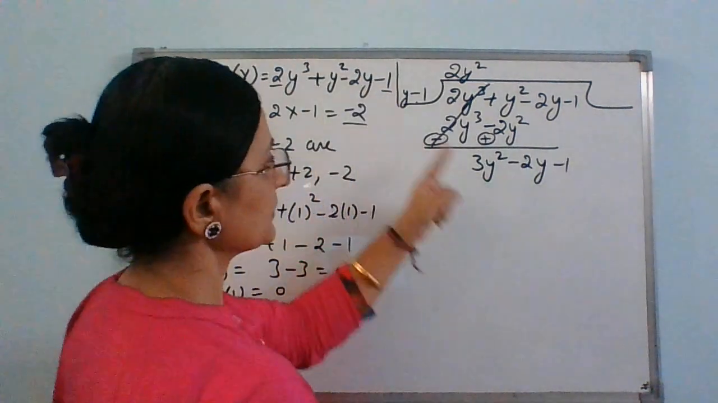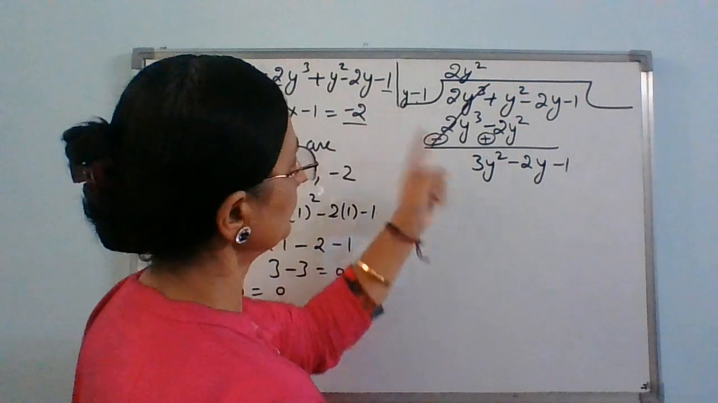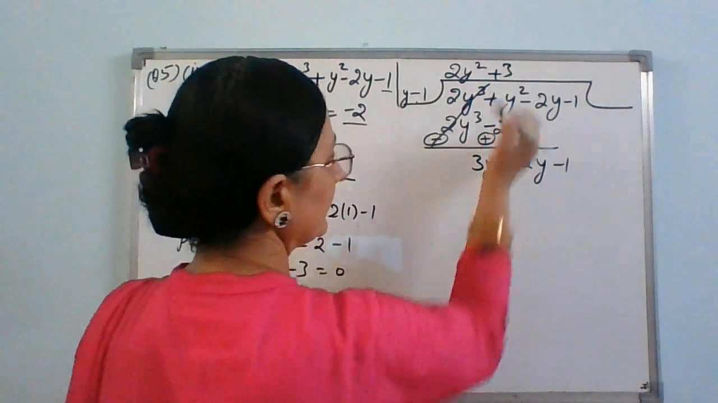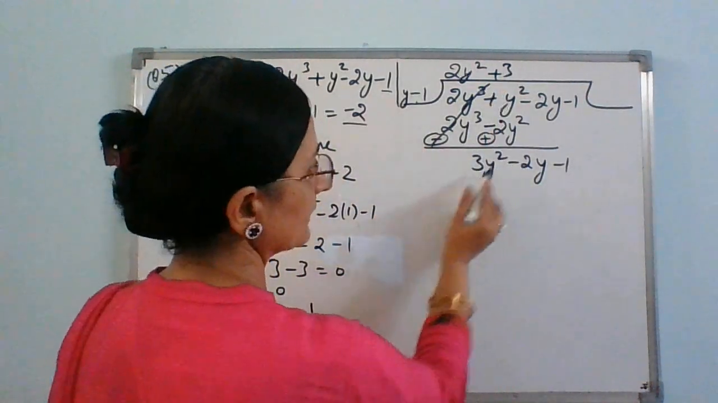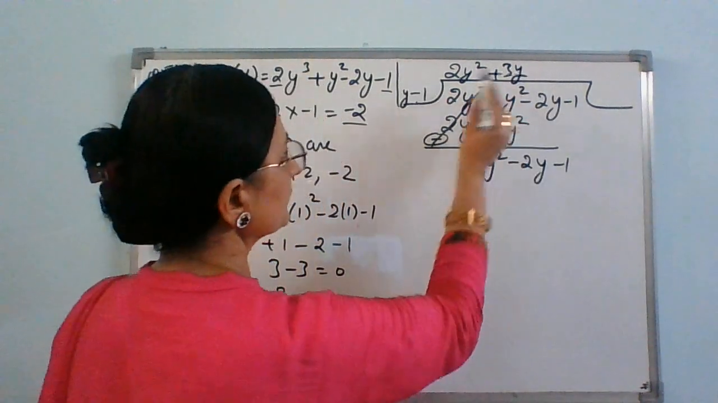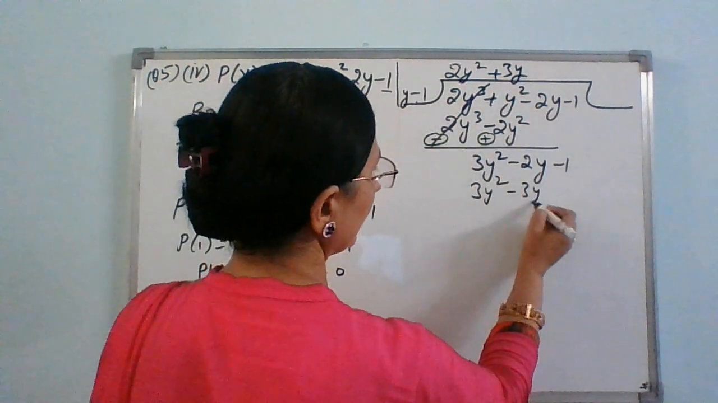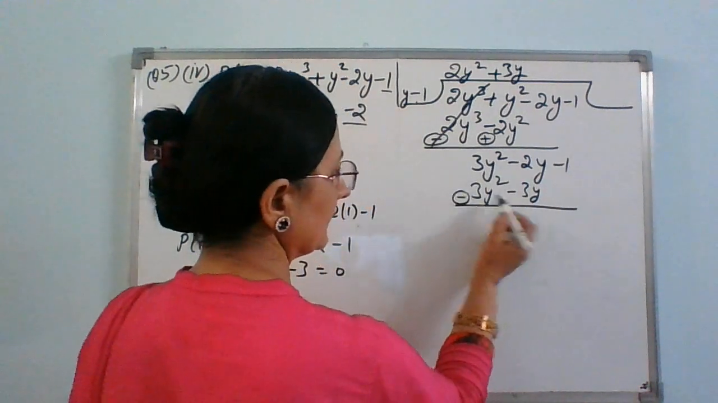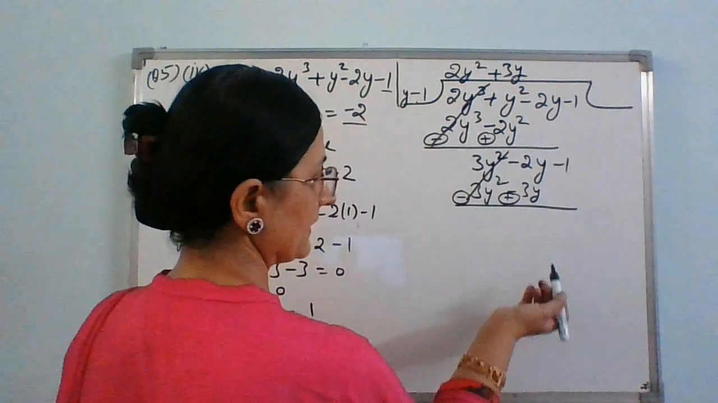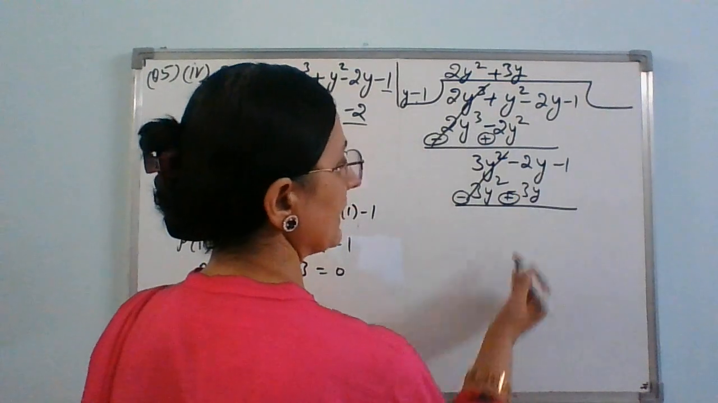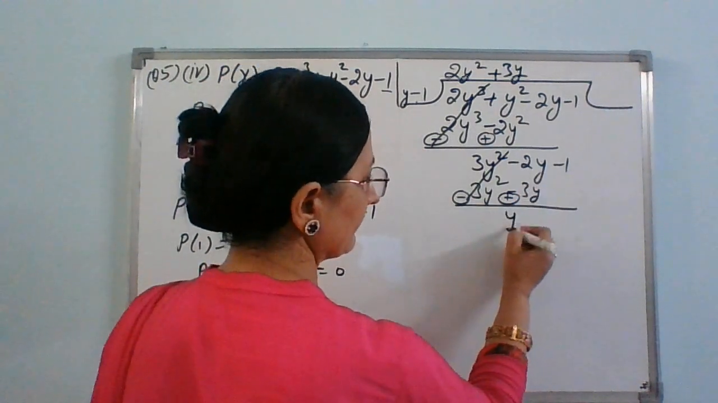Now we will make this same so that it cancels. So +3 is here, so the same number goes. Here it's y square, so one y will be multiplied. So 3y into y is 3y square. 3y into -1 is -3y. Changing the signs, this cancels out. Here it's +3, here it's -2. +3 -2 is +1.